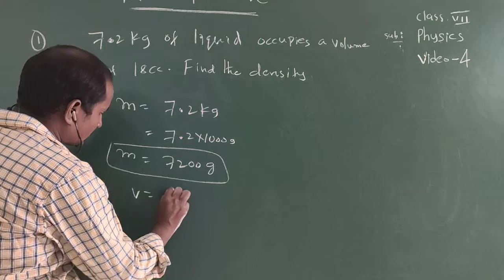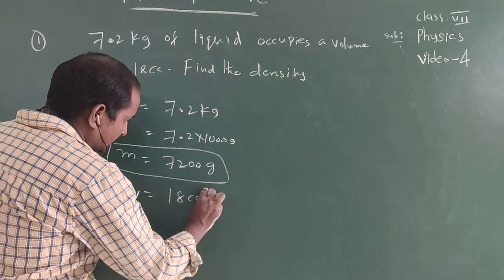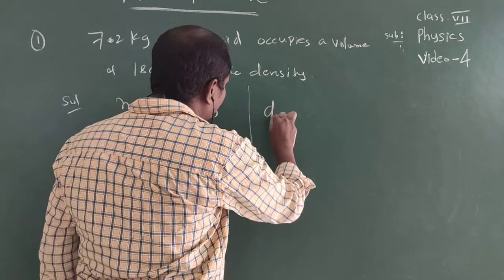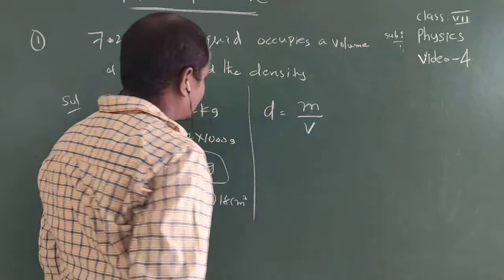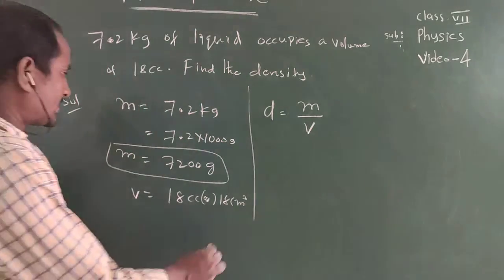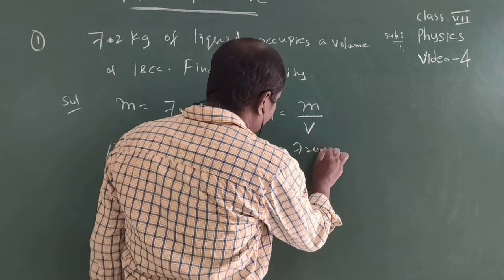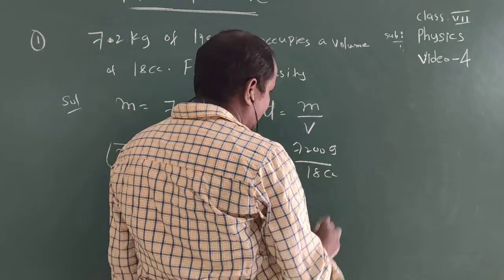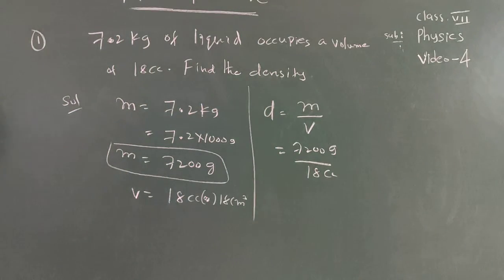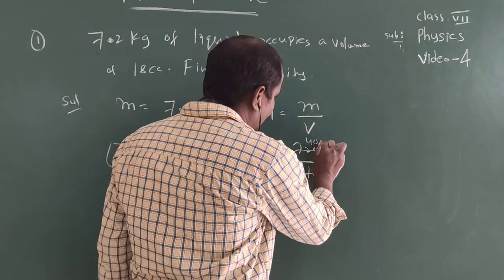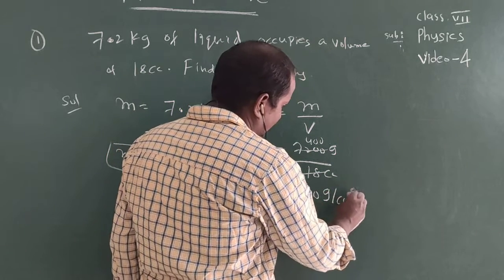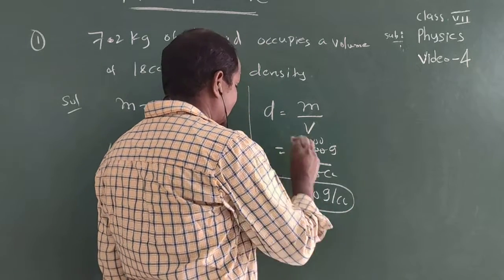Next, V equal to 18 cc or 18 centimeter cube. Therefore D equal to mass by volume. So your mass equal to 7200 grams by 18 cc. 18 times 4 is 72, 18 times 400 is 7200. So D equal to 400 gram per cc. It is the density in CGS system.